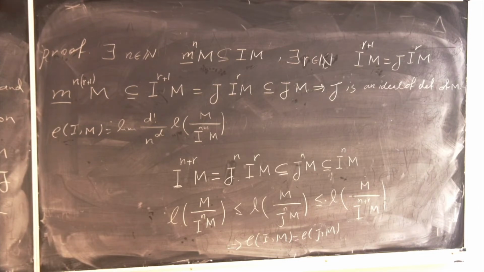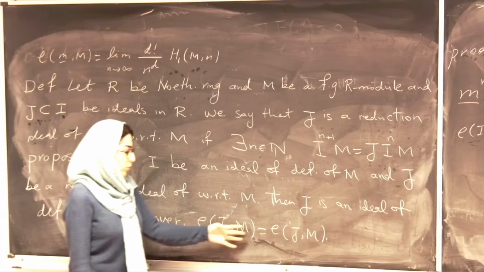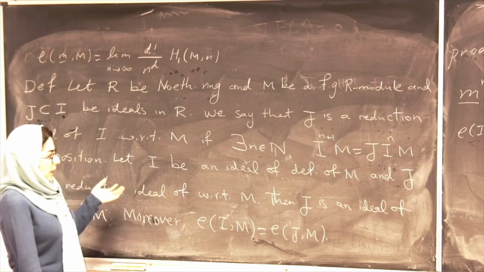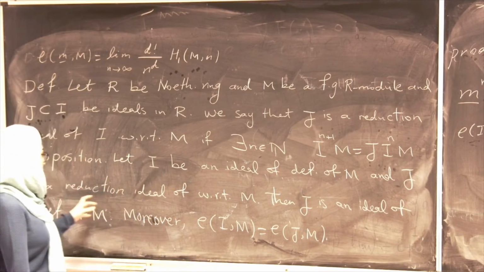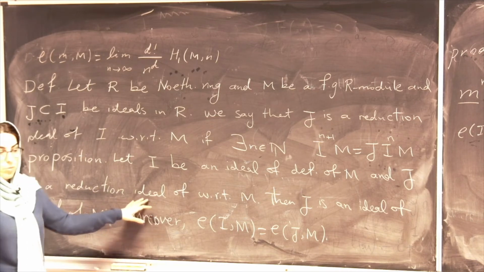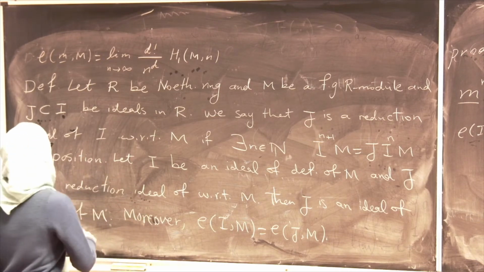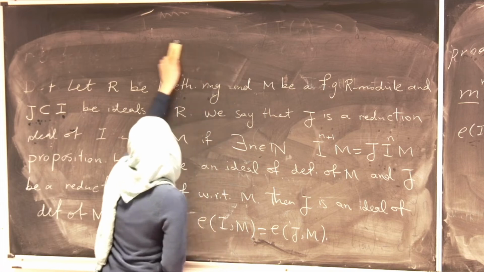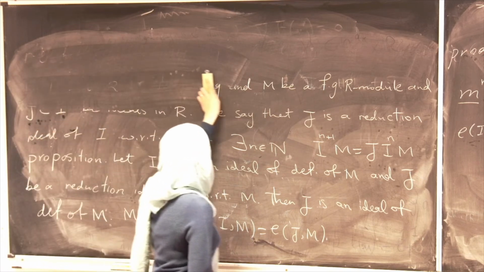Now that we understood this, we want to find an equivalent condition for an ideal J to be a reduction ideal of I, because this is important to compute multiplicity.